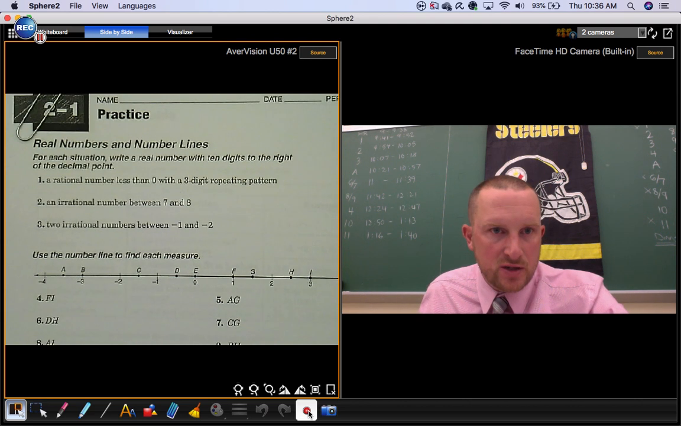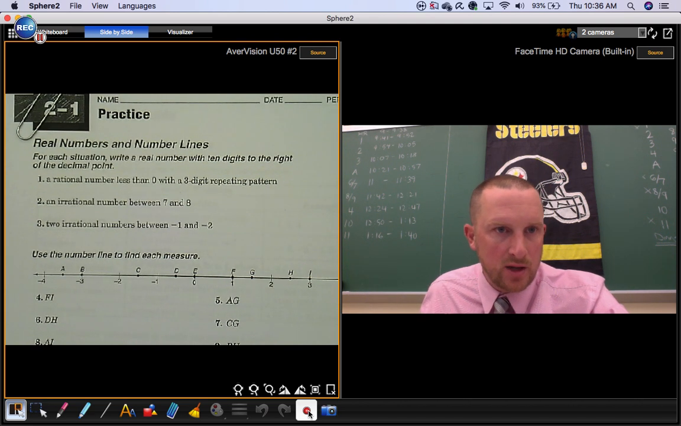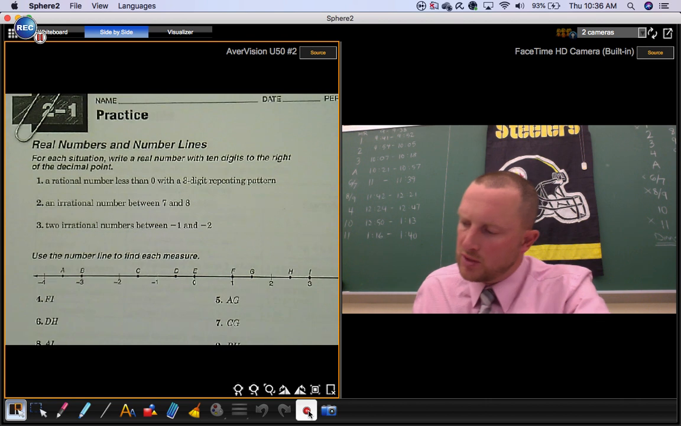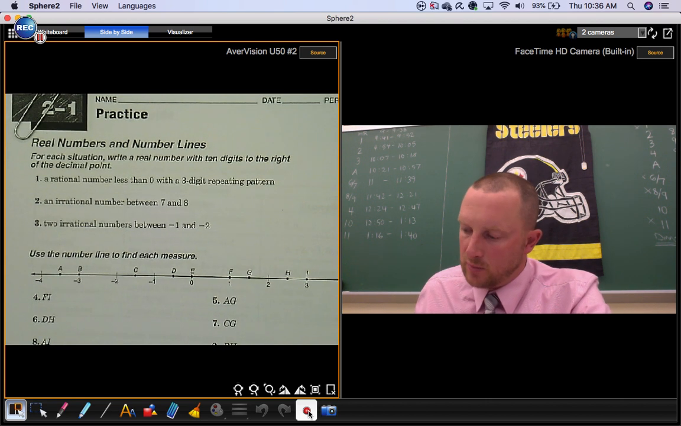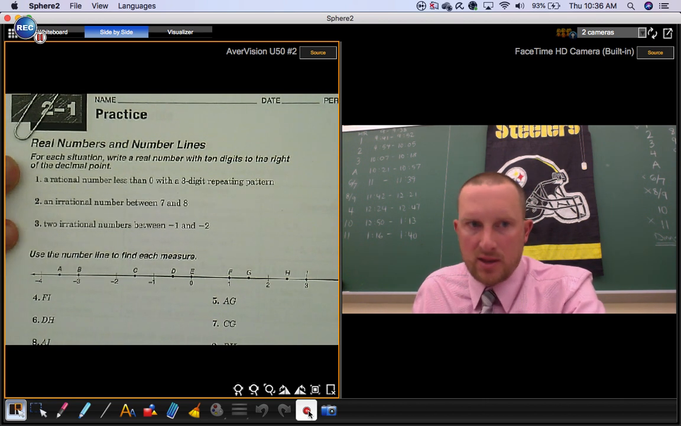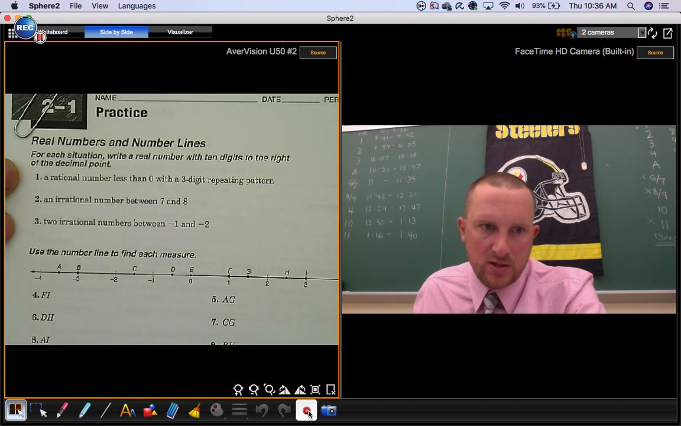Practice page for section 2.1 on real numbers and number lines. This first section wants you to write a real number with 10 digits to the right of the decimal. We've done a lot of these together. If you have any questions, don't be afraid to ask.